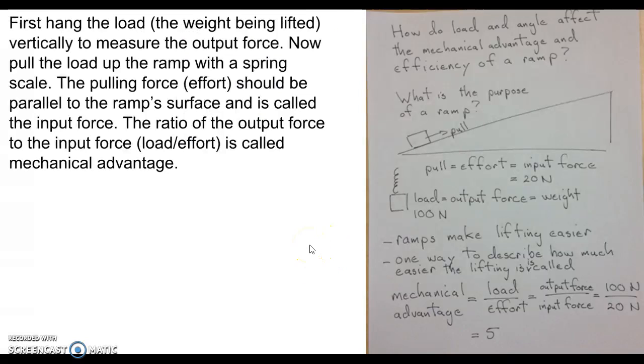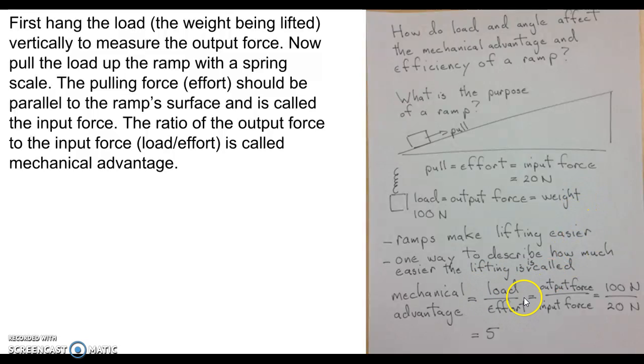So like I said, it starts with 2 simple measurements. You hang the weight from a spring scale. In our example, this is called the load or the output force, and that's 100 newtons. We're going to pull the weight up the ramp. That's called the effort or the input force, and in this example, it's 20 newtons. This is the whole point of the ramp. It makes the lifting easier. We lift 100 newtons with only 20 newtons of force.